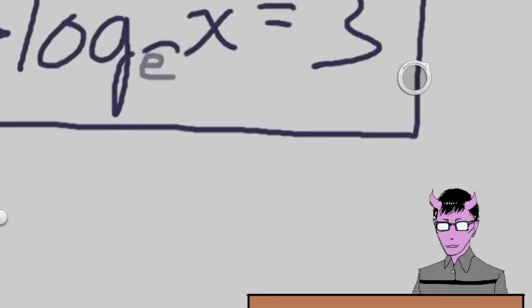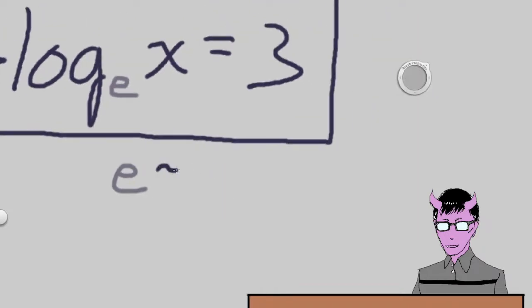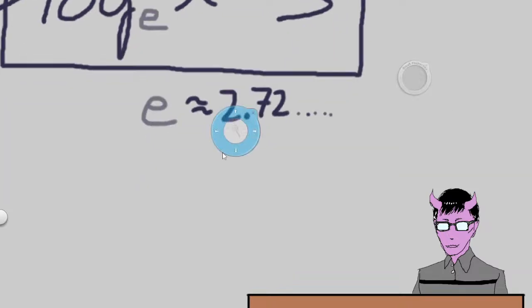And you might be wondering, what is that e exactly? The e is something called the natural number. It's approximately 2.72... It's going to be an irrational number, very similar to something like pi. So let's write that down real quick. Similar to pi.